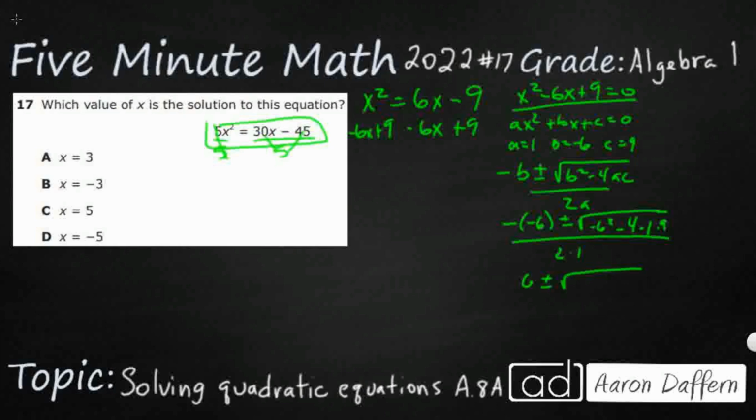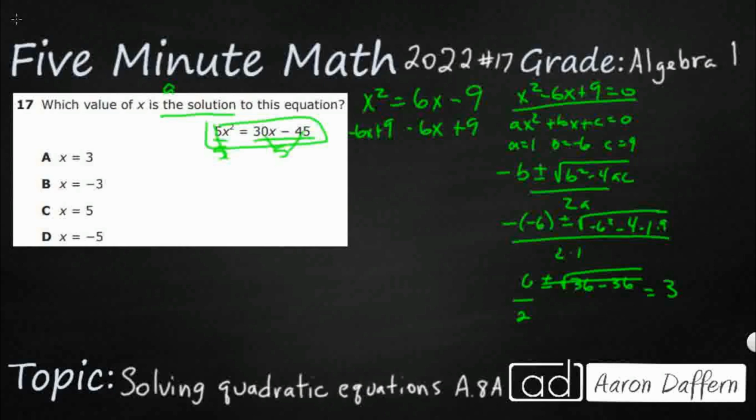the square root of 36 minus 36. So that whole thing is just going to go away, right? So it's going to be 6 over 2, so that equals 3. It looks like I've just got one solution, but look what it says. It says which value of x is the solution, not a solution. If it said a solution, then it would possibly be two different solutions.